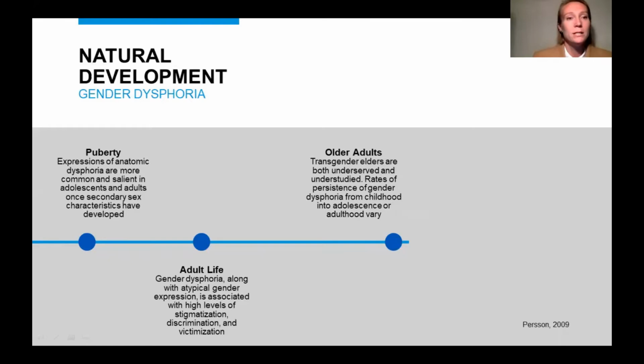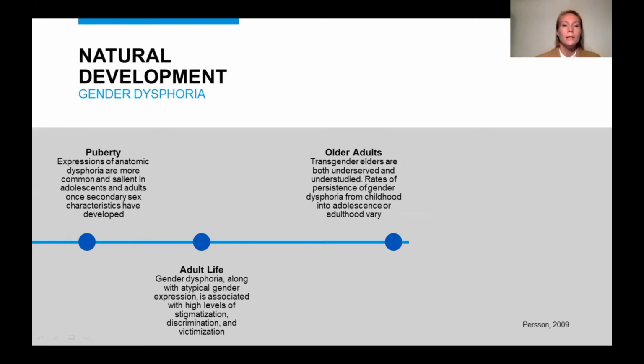By puberty, expressions of anatomic dysphoria are more common and salient in adolescents and older adults, and it's because of the onset of the development of secondary sex characteristics. So this can be quite traumatic for children or young adults who are experiencing gender dysphoria, because it means the onset of a puberty that they don't align with and that they would prefer not to go through. Oftentimes puberty is a time where we see a lot of internalizing disorders within psychiatry and psychology, things like depression, anxiety, as well as attempts at suicide and self-injury.